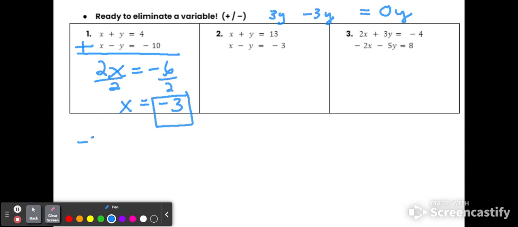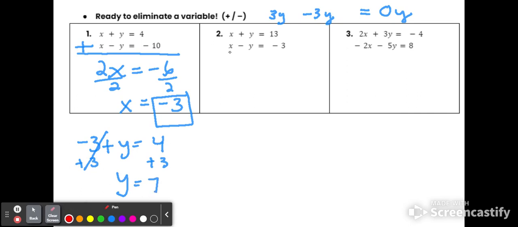So x being negative 3, I'm going to choose the top one, plus y equals 4. I'm going to add 3 to both sides to eliminate the 3, and y equals 7. Now we have both of our answers. So let's take a look at another.